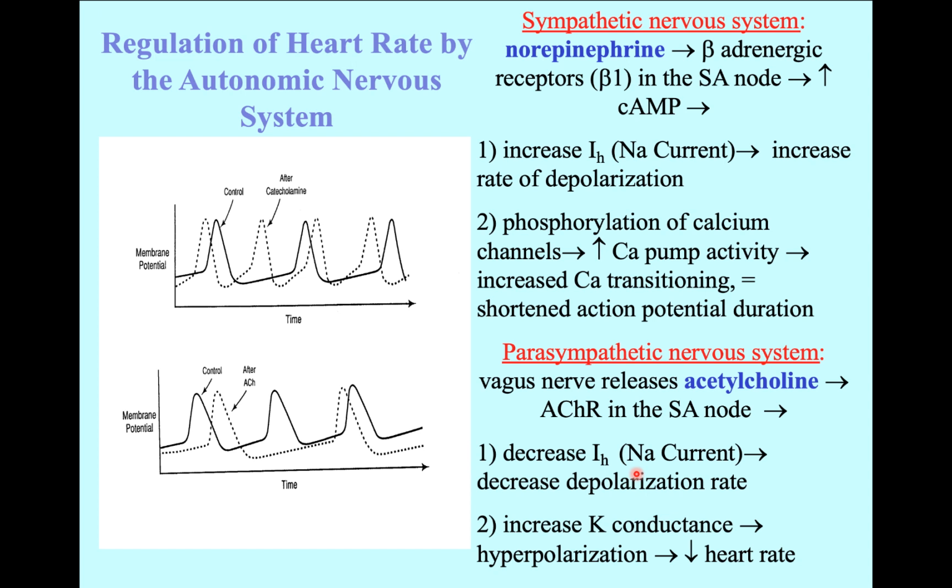It lowers the sodium leaky channel current. It lets smaller concentrations of sodium into the cell, which means it's going to take longer to reach threshold and conduct each action potential. The second thing it does is a little bit different than the sympathetic nervous system example. When acetylcholine binds to the acetylcholine receptor, it's going to increase potassium conductance.